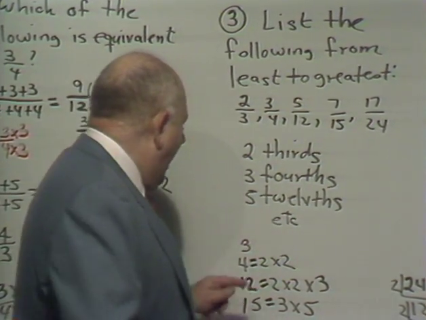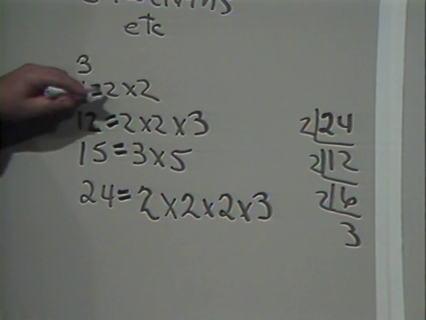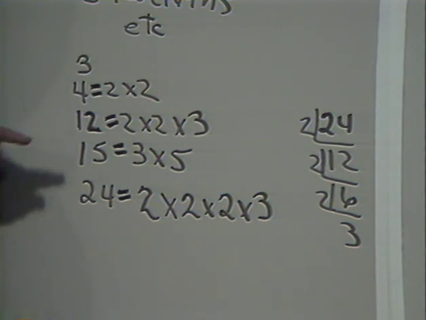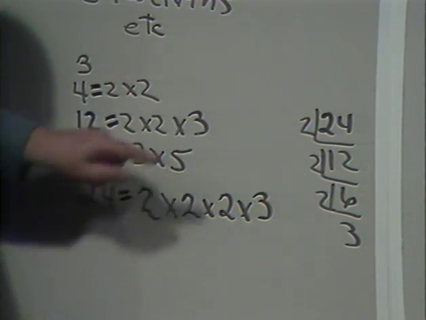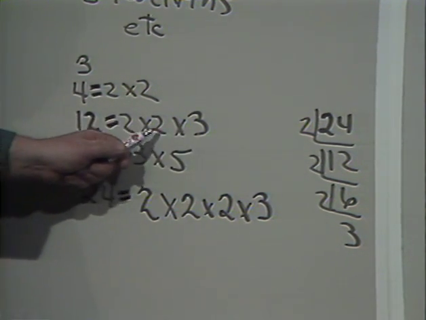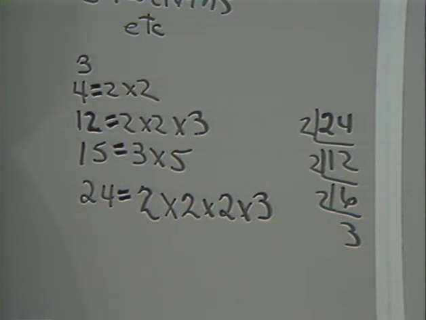And the way we do that is we break each of the denominators into prime factors. You see, the 3 is already a prime. 4 breaks down into 2 times 2. 12 breaks down into what? 2 times 6, but 6 is 2 times 3. So you can check this. 2 times 2 is 4, times 3 is 12. 15 breaks down into 3 times 5.